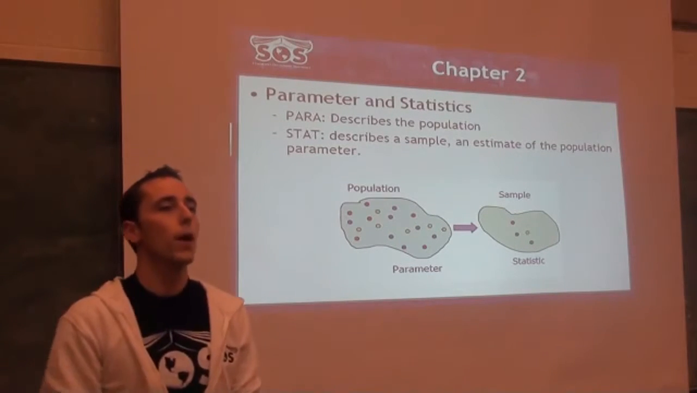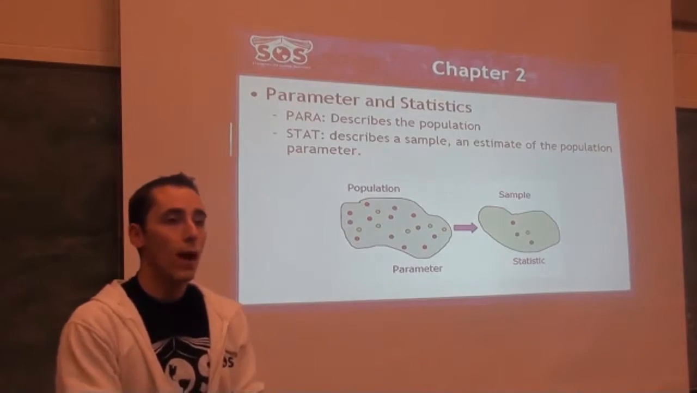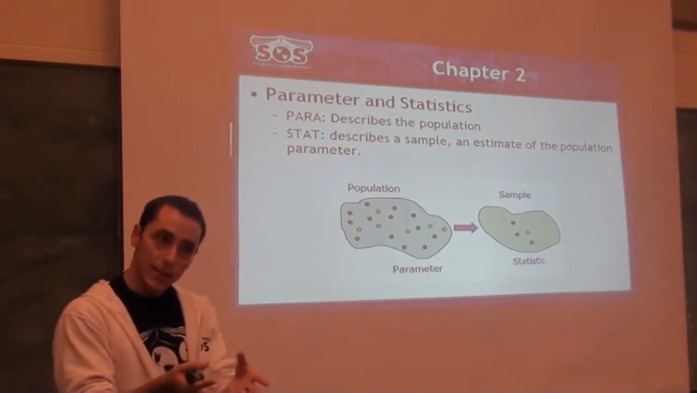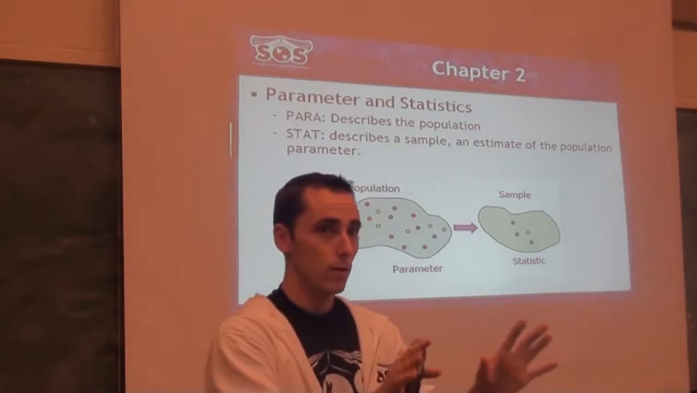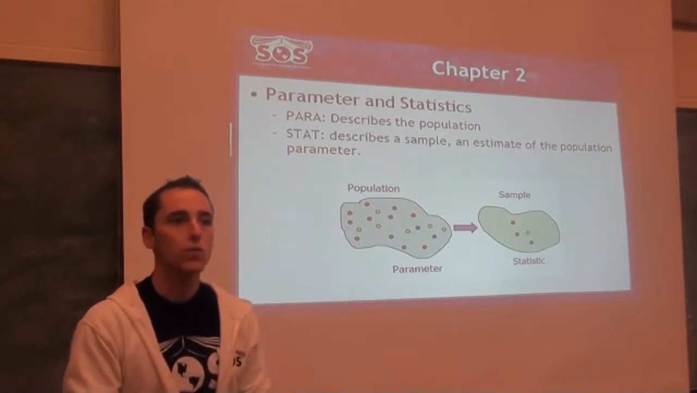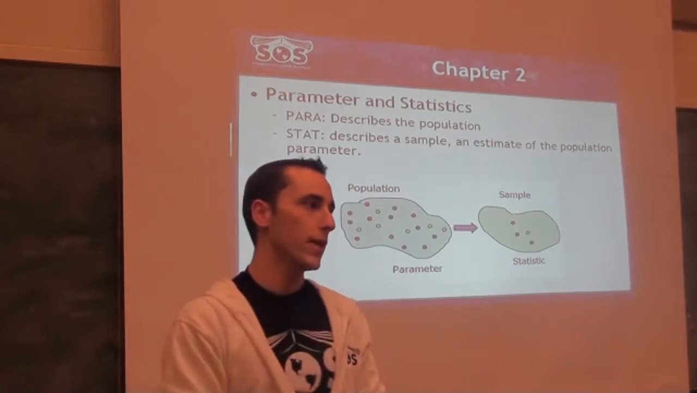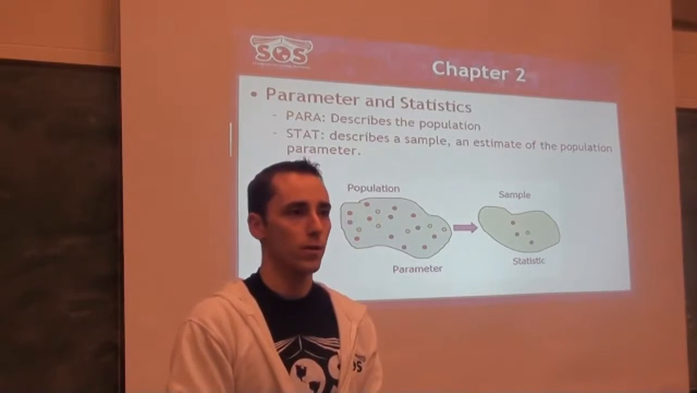A parameter describes a population. So the mean age in Canada is whatever, 54. That would be a parameter. But a statistic would be the mean age of this room is 19 and a quarter. That would be a statistic. Again, multiple choice, they could ask a little paragraph and say, this is a what? A parameter or statistic, and you could just get confused by all the different terms.